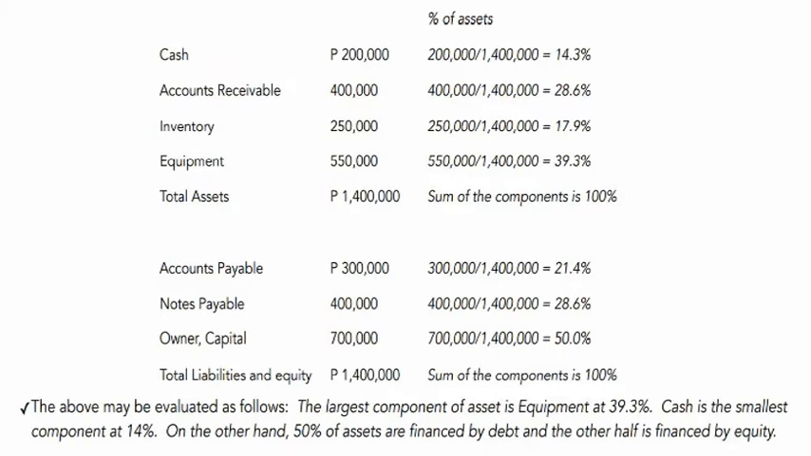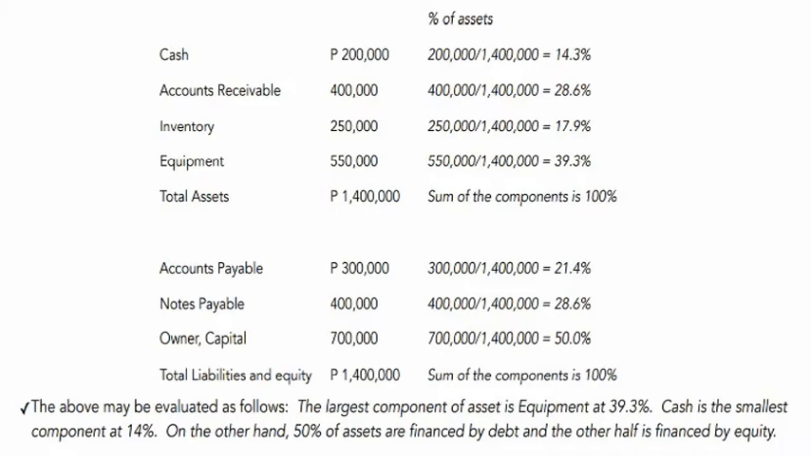Ang denominator natin will be the asset. Since asset is equal to liability plus equity, same lang siya na 1.4 million yung gagamitin natin. Pero tandaan natin, based on the rule, ang gagamitin natin is based on the total asset palagi. So, accounts payable, notes payable, and owner's capital is 21.4%, 28.6%, and 50% respectively. All in all, it is 100%.